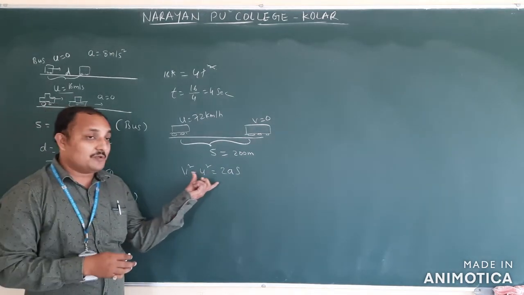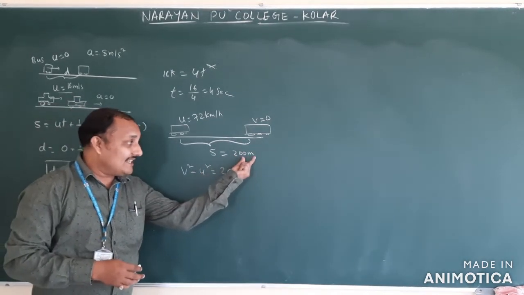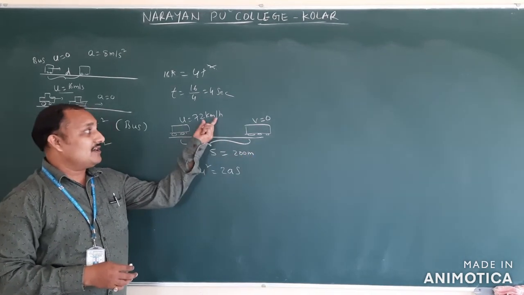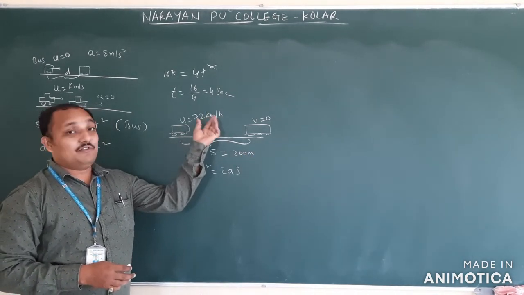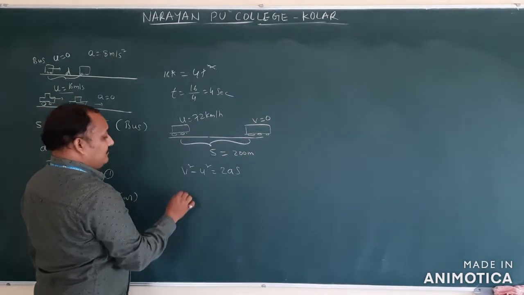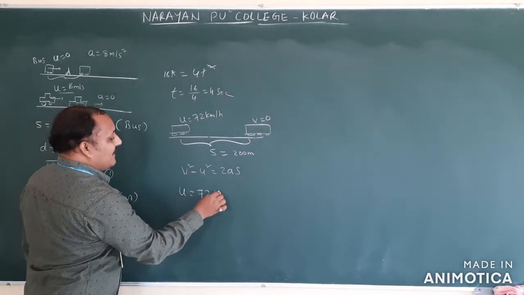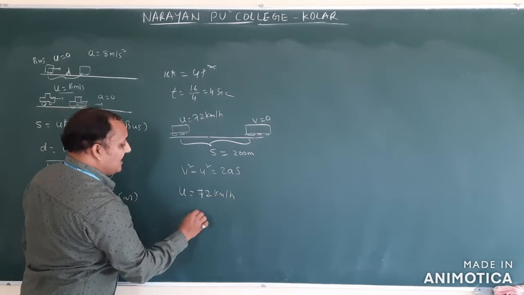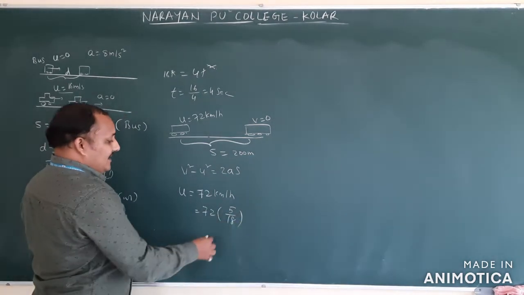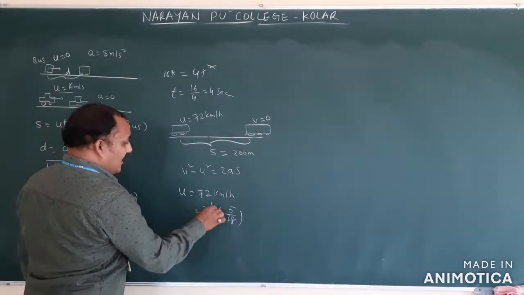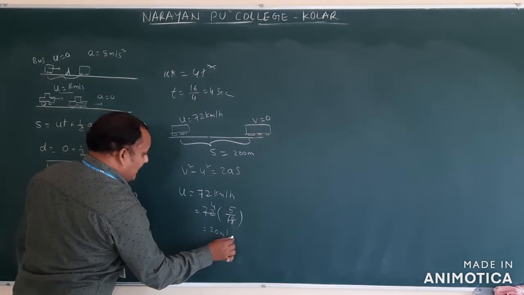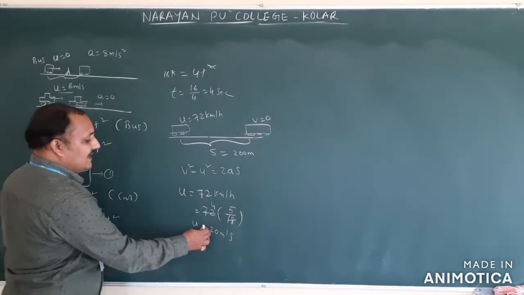But before substituting, you have to convert, because this is in meters and this is in kilometer per hour. What do we have to do? Kilometer per hour we should convert into meter per second. Therefore, u is equal to 72 km per hour. To convert kilometer per hour to meter per second, we multiply by 5 by 18. 72 by 18 is 4 times, so 4 into 5 is 20 meter per second. u is 20 meter per second.